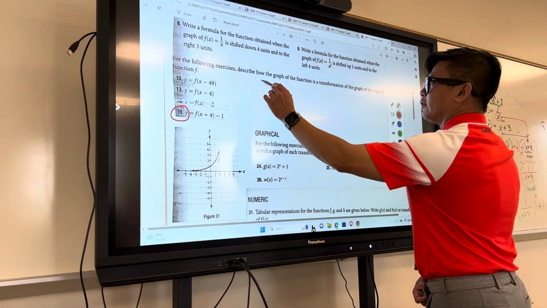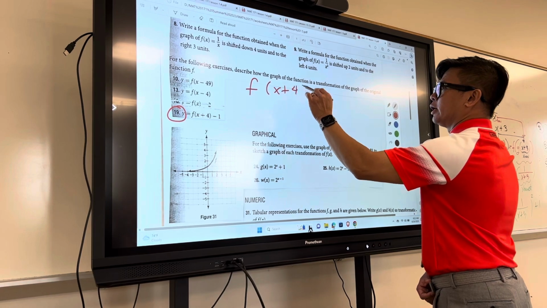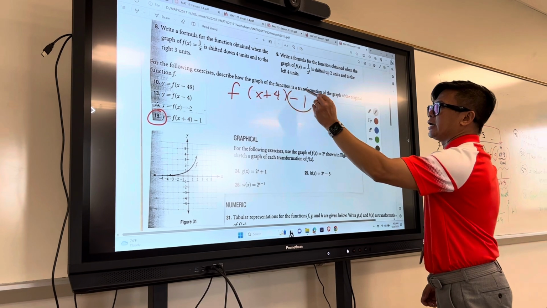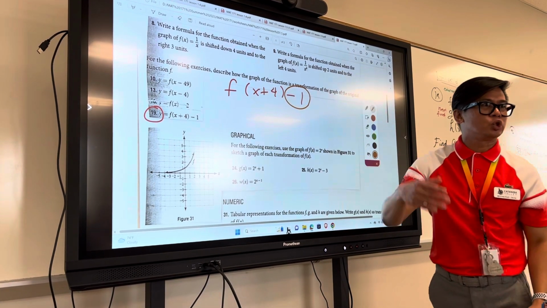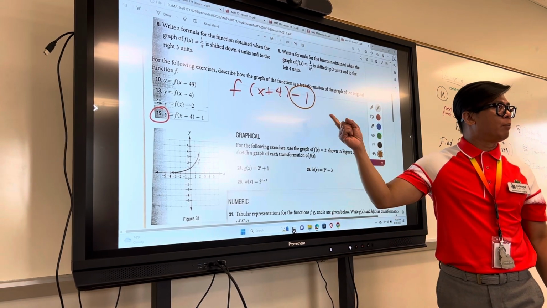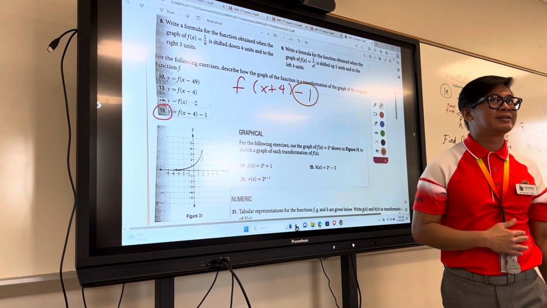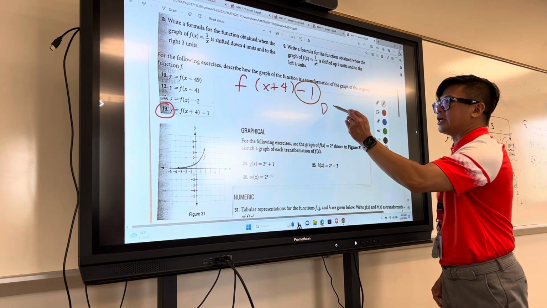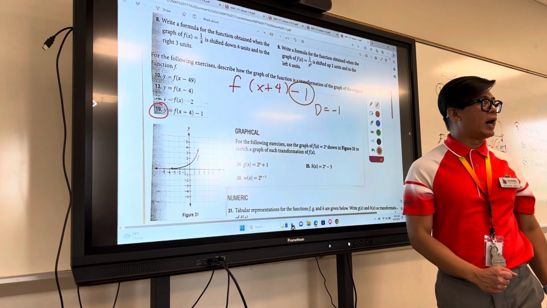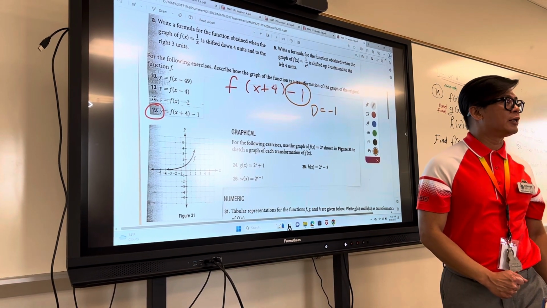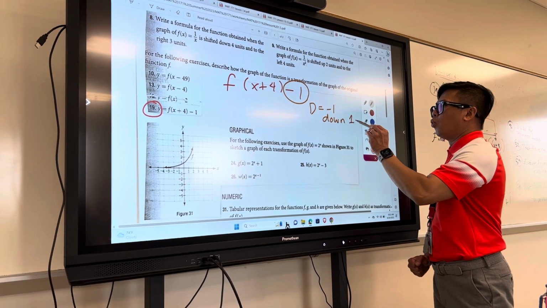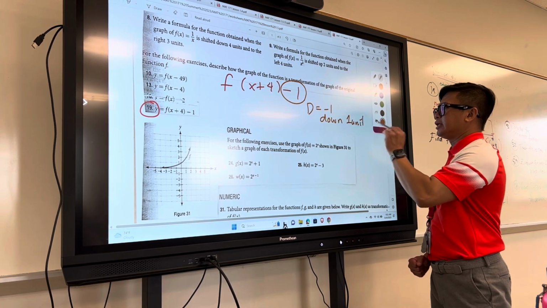So we have the following: f of x plus 4 minus 1. So first of all, this minus 1 in here is what letter corresponding to our graphic organizer? Is it the A, B, C, or D? It's a number that's added to your function outside. D. Very good. So your D in here is negative 1. And once again, if we say D is negative 1, automatically, what kind of movement will that be? Down 1 unit, right? So D negative 1 means down 1 unit movement. Very good. That is correct.